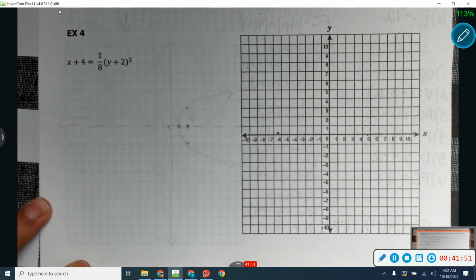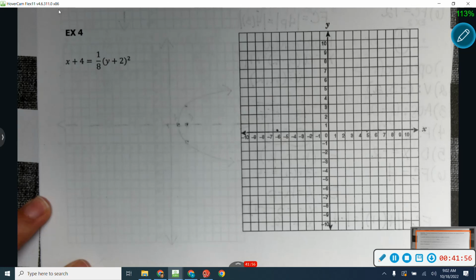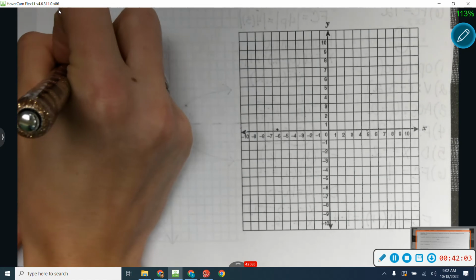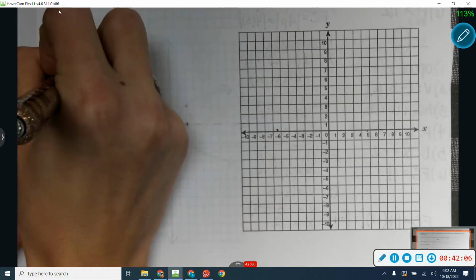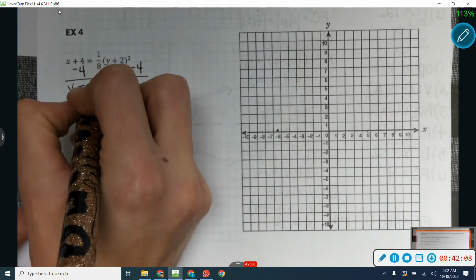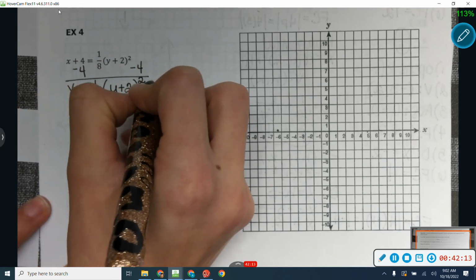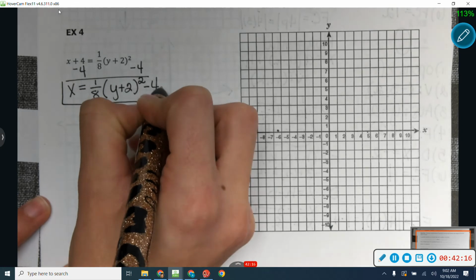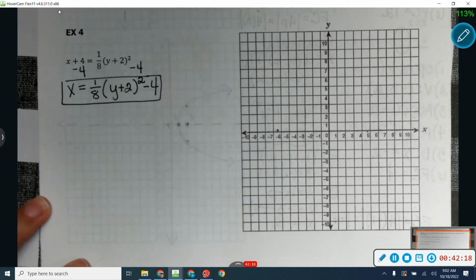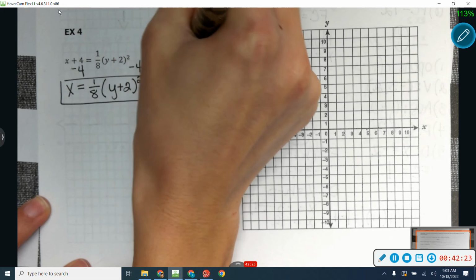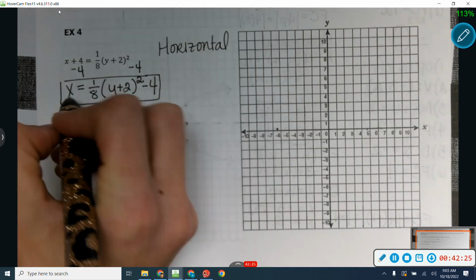Okay, even if you're not done, we're going to answer our few main things. Is it in standard form? No. So what do I need to do to get it in standard form? Alright, so I'm going to subtract 4 and tack that on at the end. So I've got x equals 1 over 8 times y plus 2 squared minus 4. Okay? So then, is it horizontal or vertical? How do we know? Okay, so because it's x equals, we know it's horizontal.